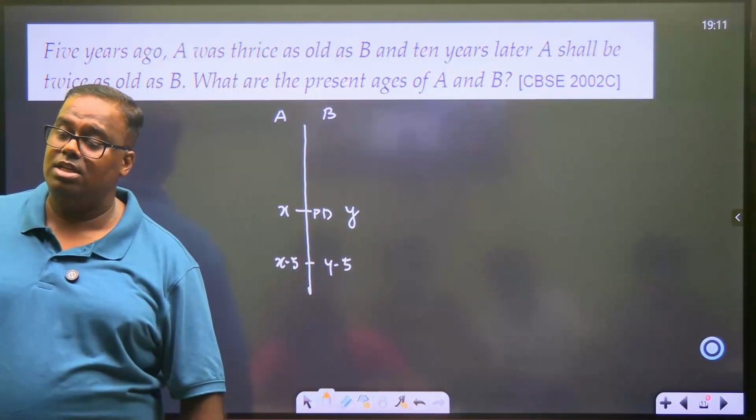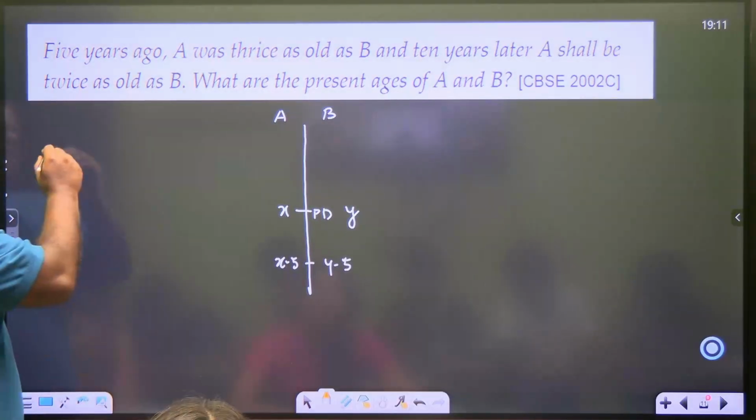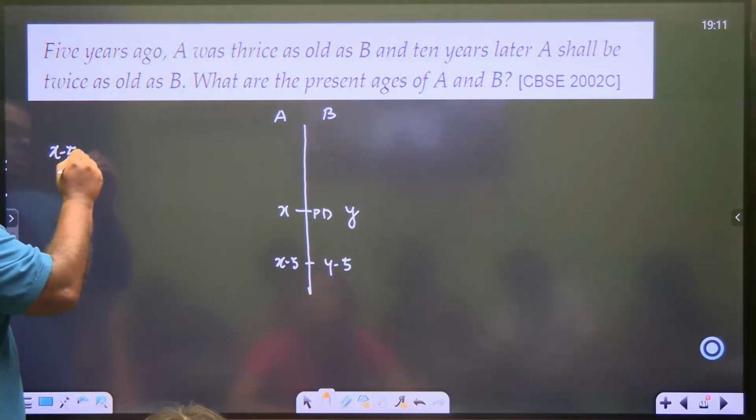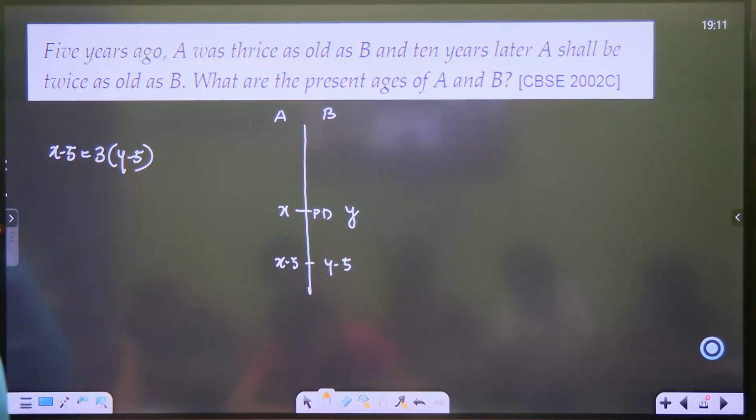A was thrice as old as B. So what will you write? X minus 5 was 3 times Y minus 5. This is my equation number 1.